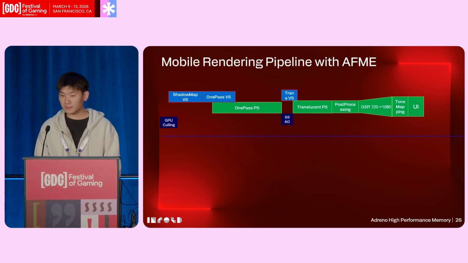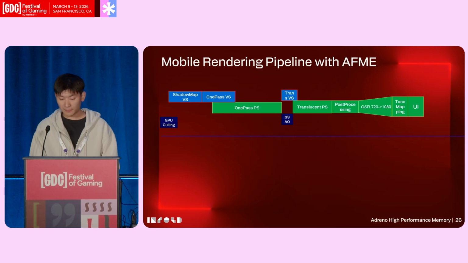The second topic in the mobile rendering pipeline is AFME. We built AFME right into our pipeline. First, we use GPU culling and draw calls from the start, using compute shader. And when past default shading, this cuts bandwidth overhead a lot.